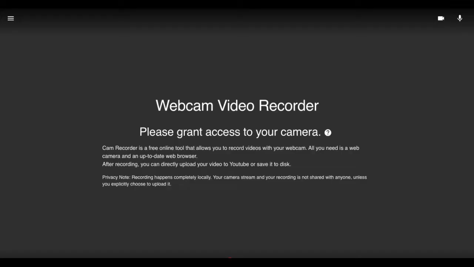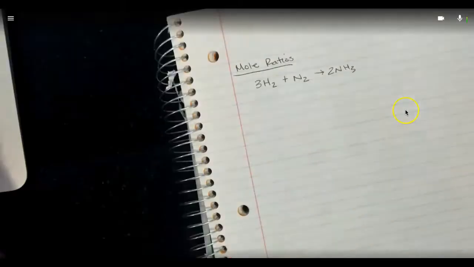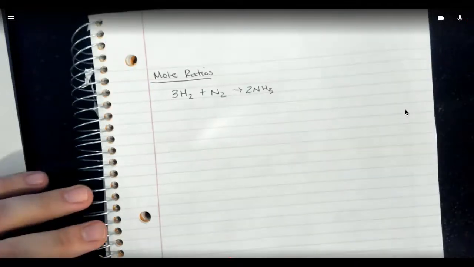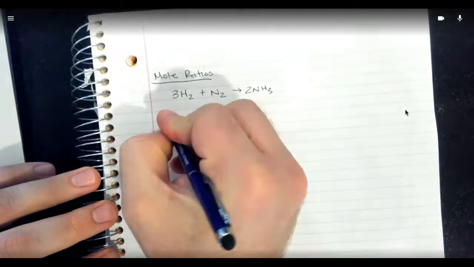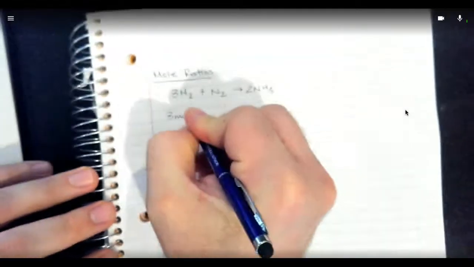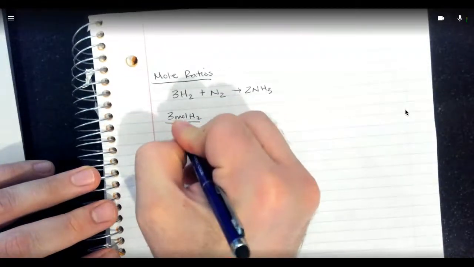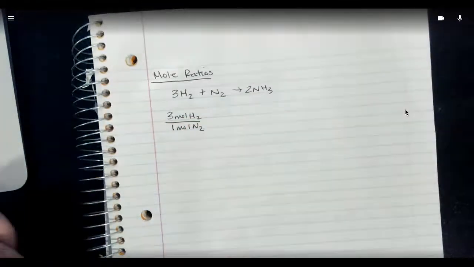I'll do you one better. We got another example right here for you. So if we have the equation combining hydrogen gas with nitrogen to produce ammonia, what are the mole ratios? Well, we just write down the coefficients for each substance. 3 moles of hydrogen over 1 mole of nitrogen.